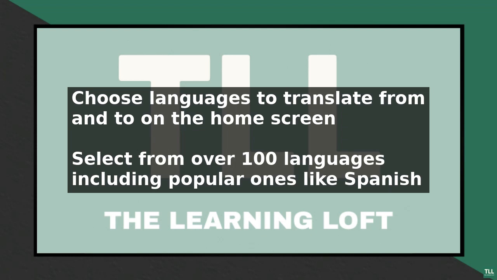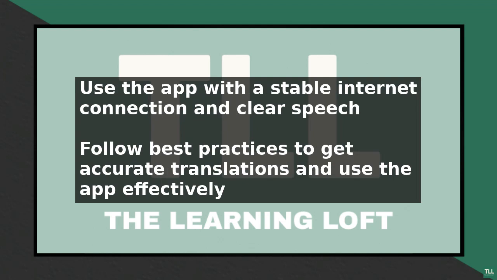With Google Translate providing real-time translations, best practices for using Google Translate on your iPhone include ensuring you have a stable internet connection, speaking clearly when using the conversation mode, and using the camera mode in well-lit environments. This will help you get the most accurate translations and make the most out of the app.